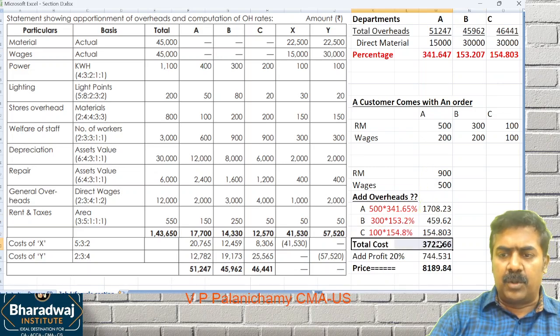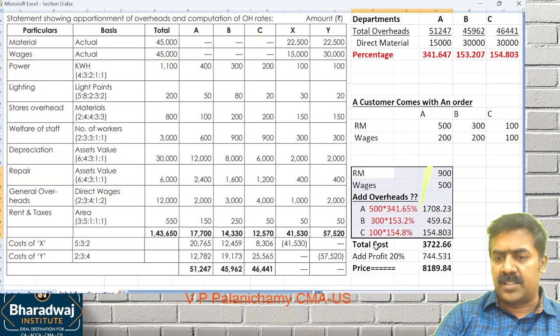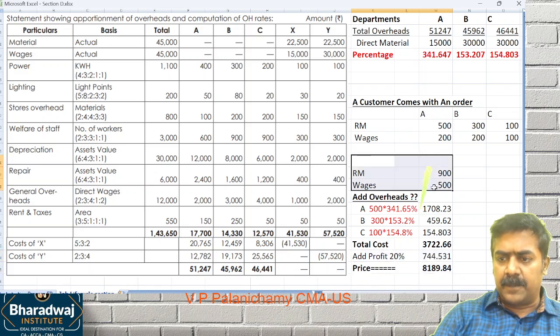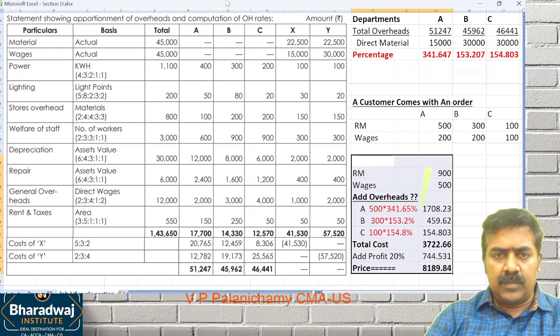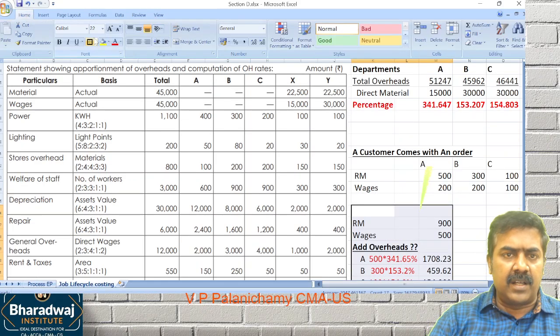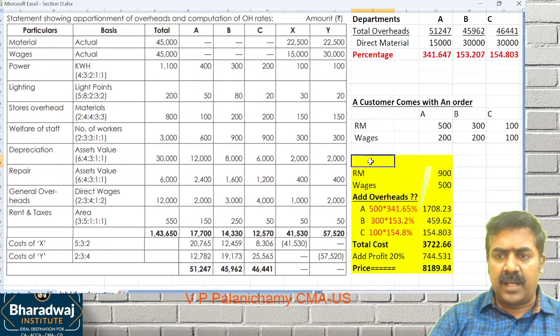We add up, we get the total cost. Material plus wages plus overheads gives us which one? Total cost. We add the profit margin of 20% and quote the price to the customer. So the first method, we absorbed overheads based on direct wages.